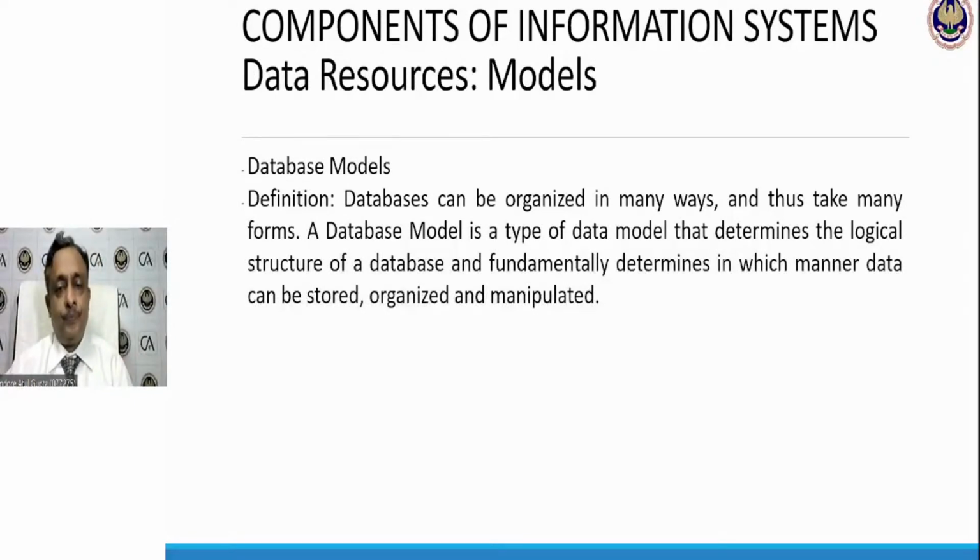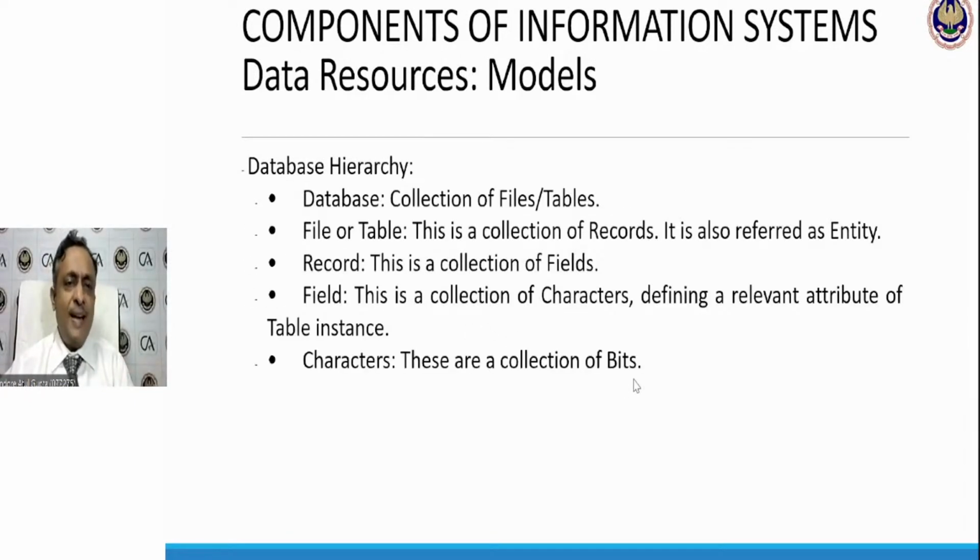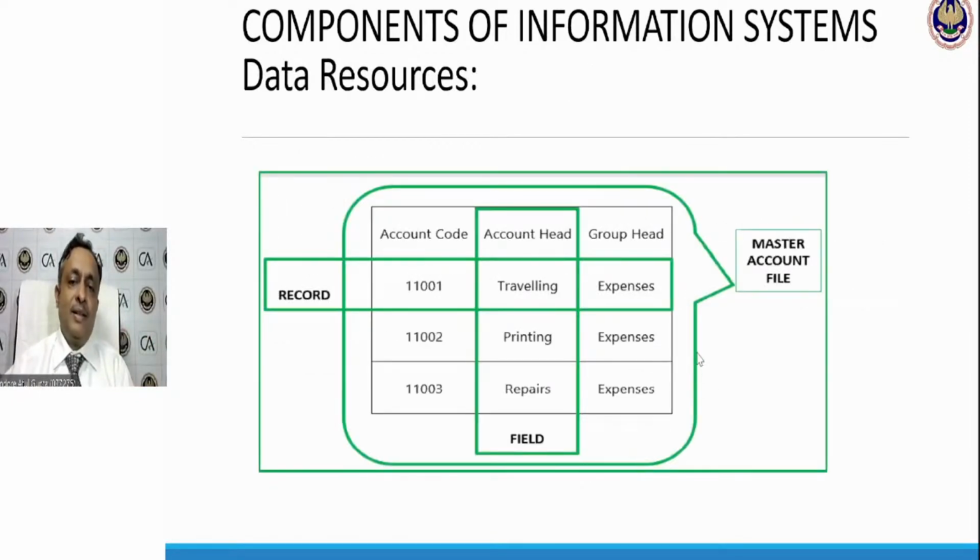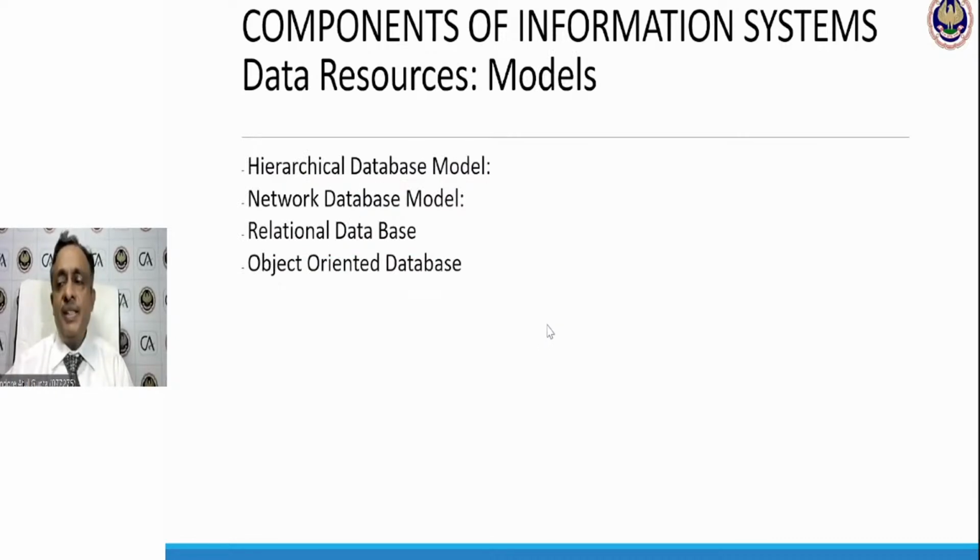Let us see. We have talked about database, file, table, record, field. These are the hierarchy of a database. This is how it may look. So you have the database as it appears: field, record, and file. The field is account head, the record is account code, account head and group, and the whole set is your account file. This is important.